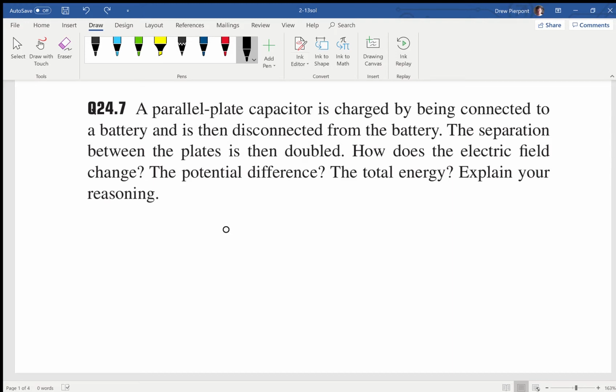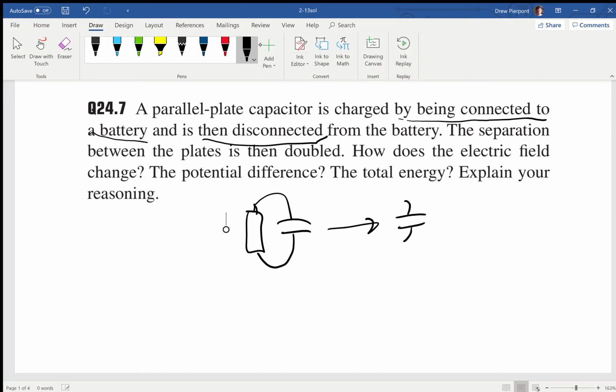Now, the problem says that it's charged by being connected to a battery and is then disconnected. Okay, so that's really important. Having a battery connected to a capacitor like that will store a charge on the capacitor. And if you disconnect it, you still have the charge. But these two configurations that you're looking at, if you were to separate them, are two completely different things. And what the battery does is very different to how the capacitor behaves on its own.